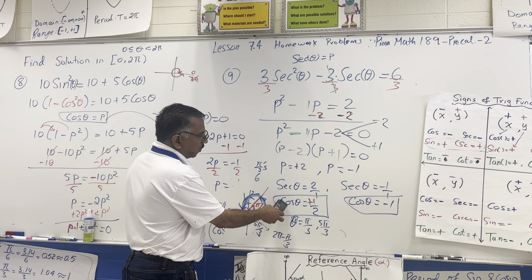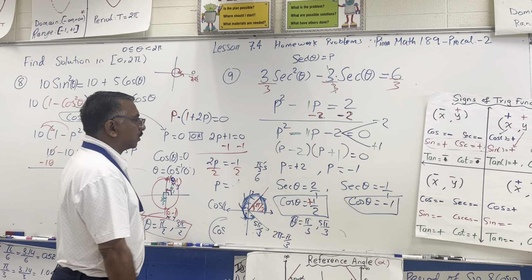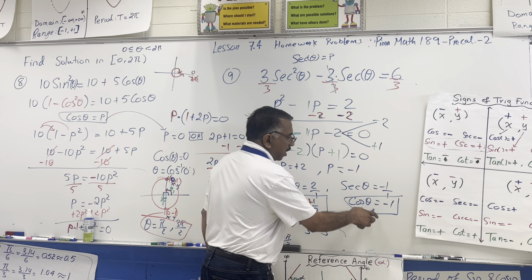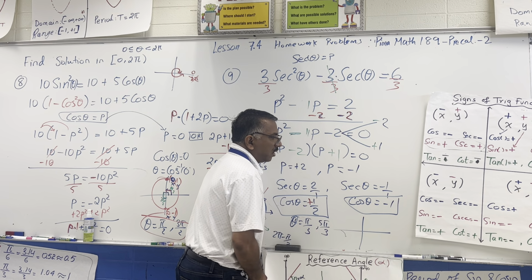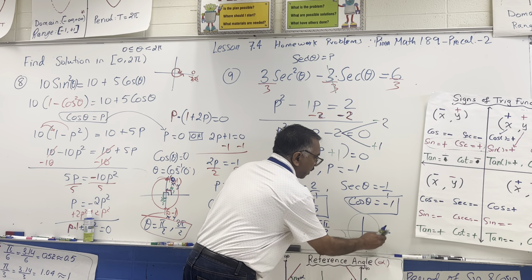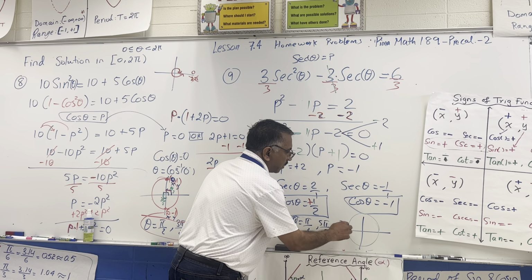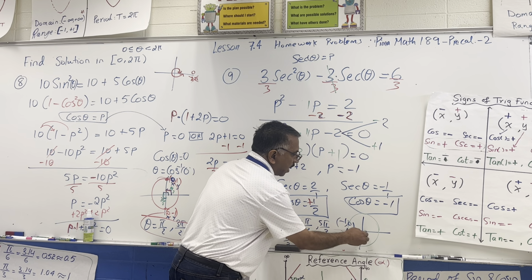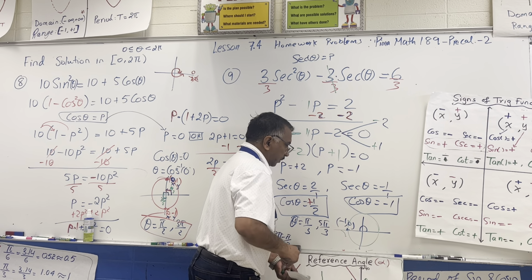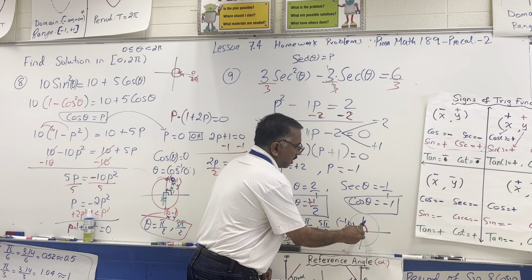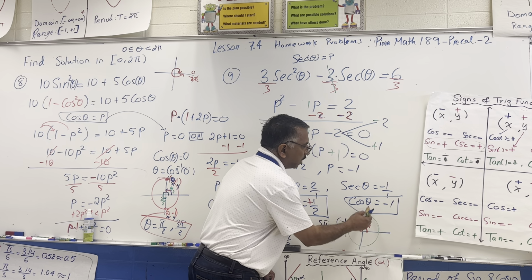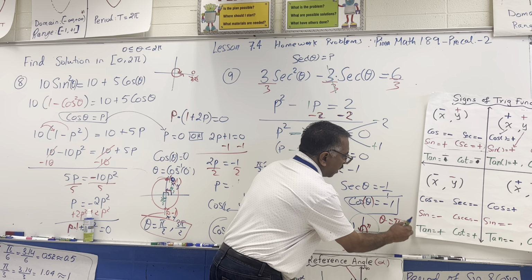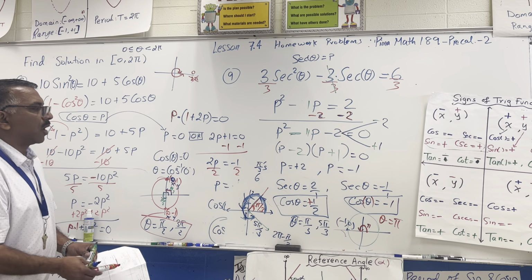And then for this one, cosine of which angle is minus 1? If you do it this way, that's the point minus 1 comma 0, and you can say this angle is pi. So here the answer for theta is pi. You get that? That's 360. That's 180.